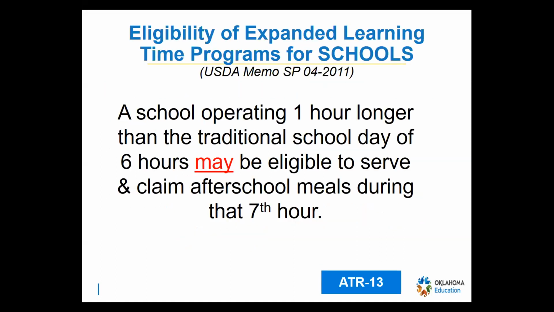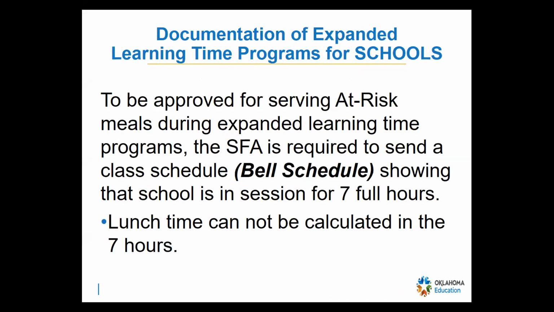There is one little caveat to that, and that is if you are at a school district and you operate 1 hour longer than the traditional school day. So in Oklahoma, the school day is 6 hours. You can serve a meal in the 7th hour, but in order to do so, we will need what we call a bell schedule. So you'll have to give us the bell schedule, or I tell people all the time, just whatever you give accreditation, because it cannot include recess or lunch in that 7th hour. So you can right now serve in the 7th hour if you're a school district, but you do have to give us a bell schedule. And again, lunch and recess cannot be calculated in the 7th hour time.